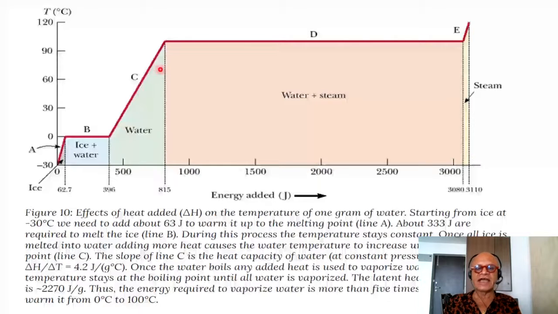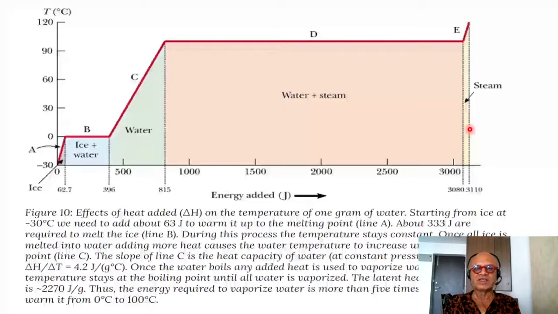Once the water boils, any added heat is used to vaporize water, and the temperature stays at the boiling point until all water is vaporized. The latent heat of vaporization is about 2270 joules per gram. Thus, the energy required to vaporize water is more than 5 times as much as to warm it from 0 degrees to 100 degrees centigrade. So we're going here from 0 degrees to boiling point, from 396 joules to 815 joules. These numbers you have seen before somewhere, I'm sure, but it's just kind of interesting to look at.